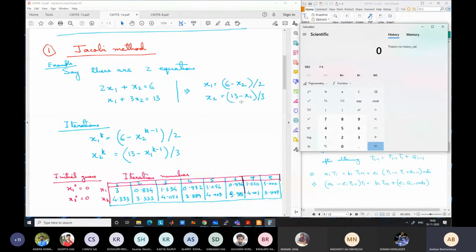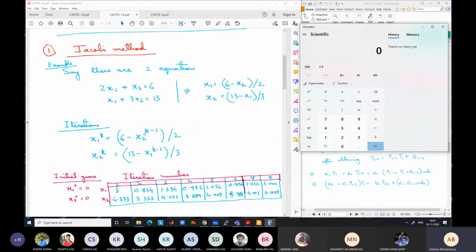So in that case, what will be the iteration steps? If the k minus 1 iteration value is known from the previous calculation, k is the iteration number, not the grid point number. It is very important to know. It is not the same as the i that we were saying previously. This is the iteration number. Grid point numbers are 1 and 2.